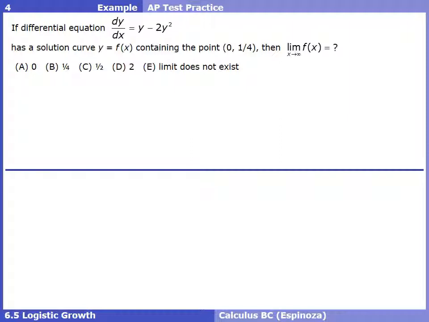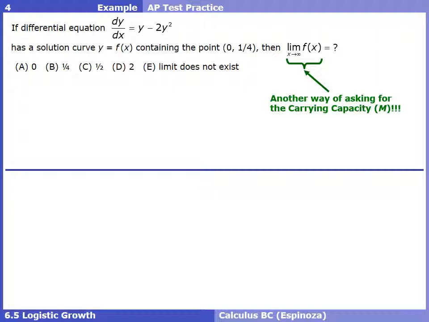This differential equation has a solution curve of y equals f of x, and it contains the point (0, 1/4), and we want to find the limit of that function as x approaches infinity. What you're going to have to remember from the slide where we first started talking about logistic growth, when I introduced the problem where a rumor is spreading that math is fun, is that this is just another way of asking you to find the carrying capacity.